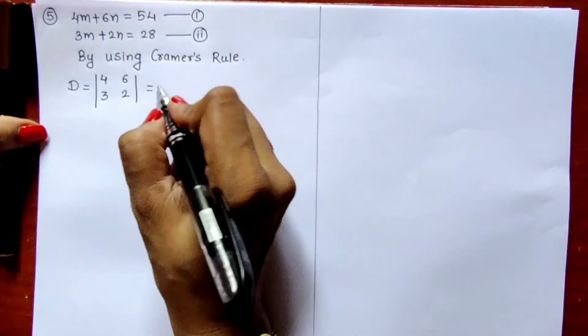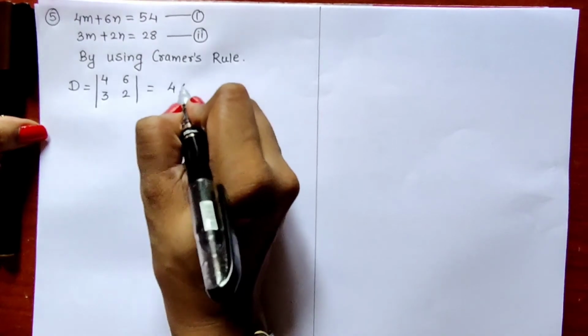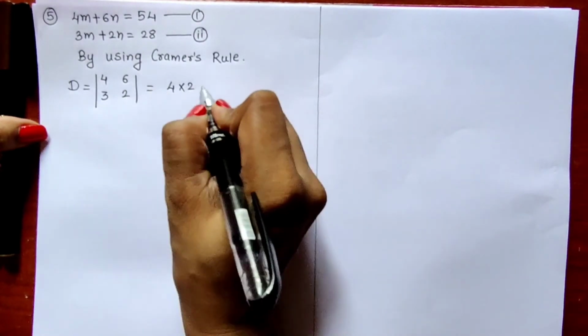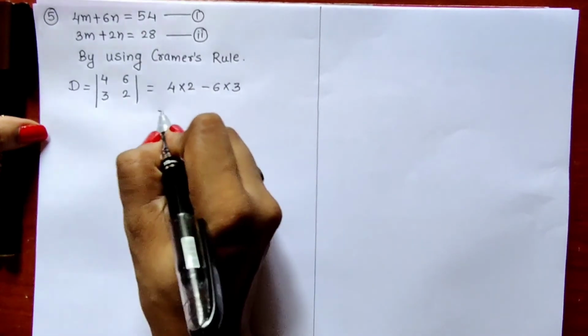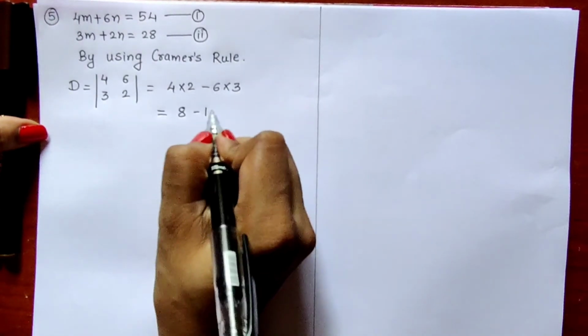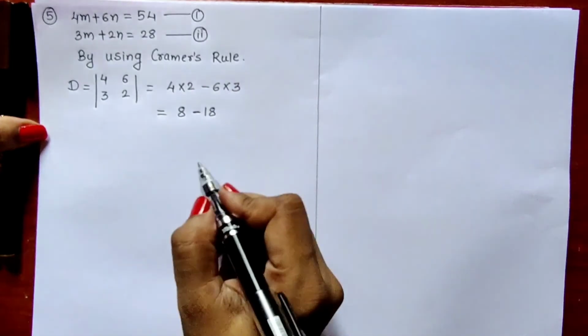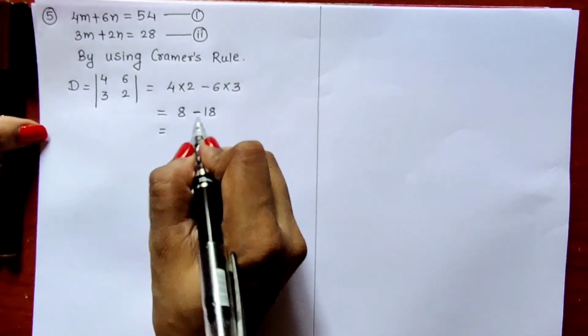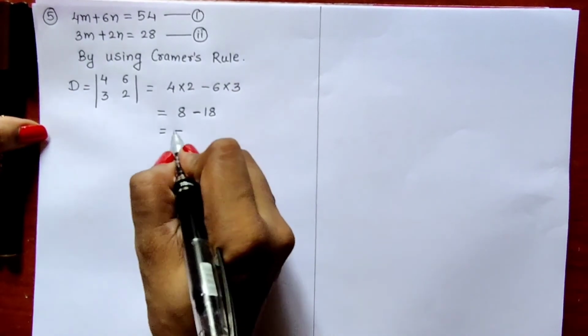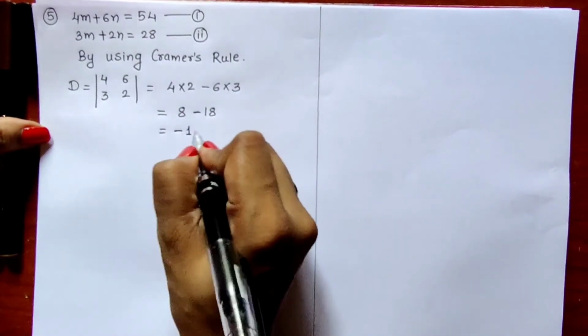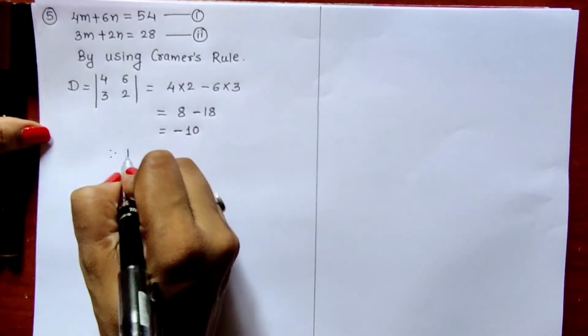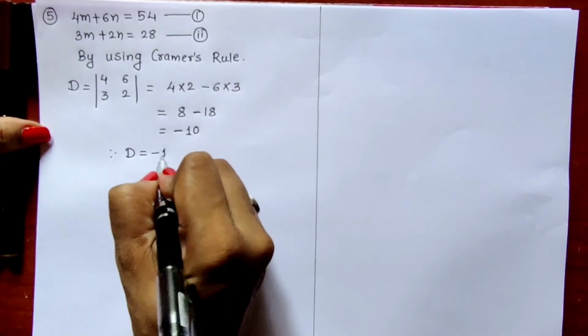6 and 2. Now cross multiply 4 into 2 minus 6 into 3. 4 2s are 8, 6 3s are 18, minus sign is there. Plus minus will become minus, sign of bigger number. That means 18 is having minus sign, so answer will have minus sign. 18 minus 8 is 10, and therefore d we have got minus 10.